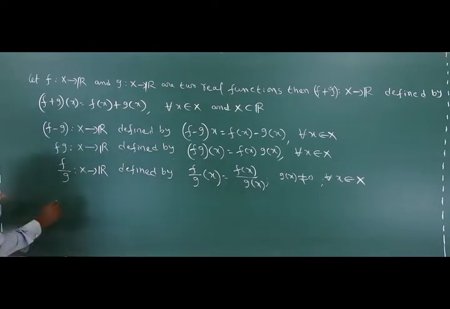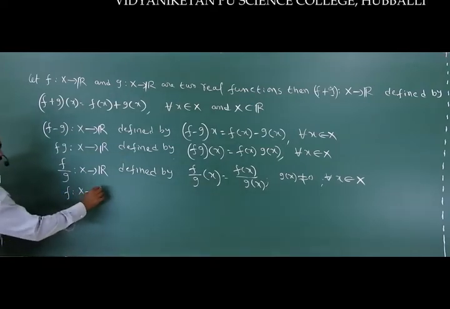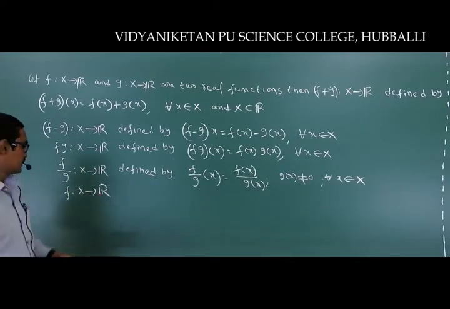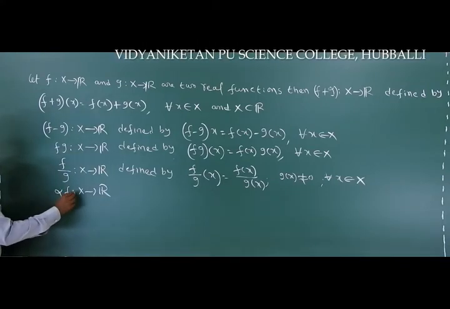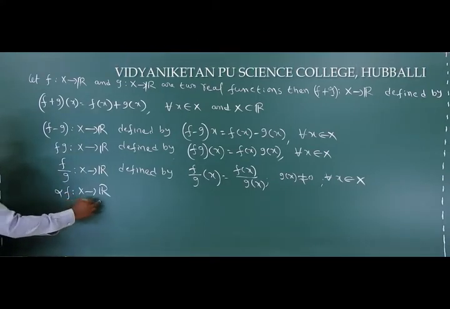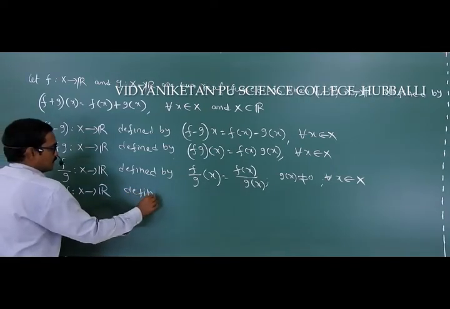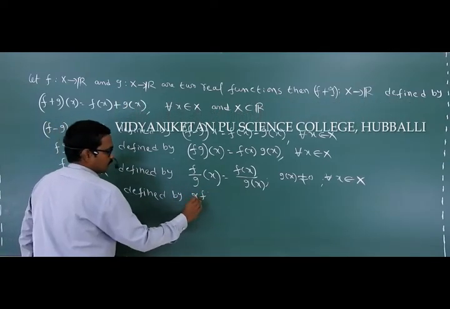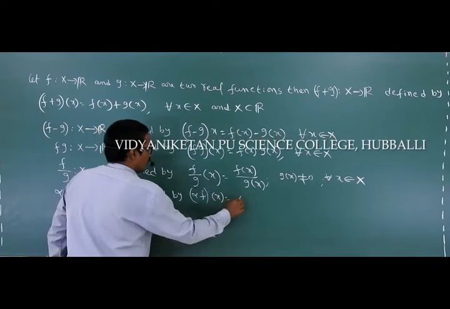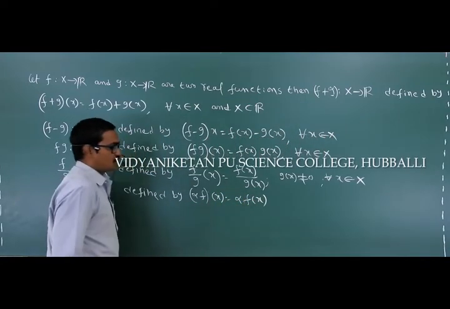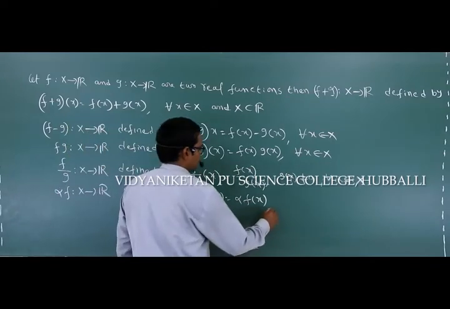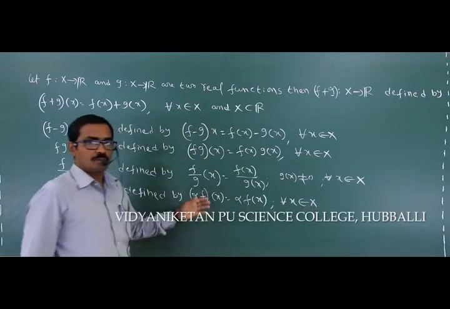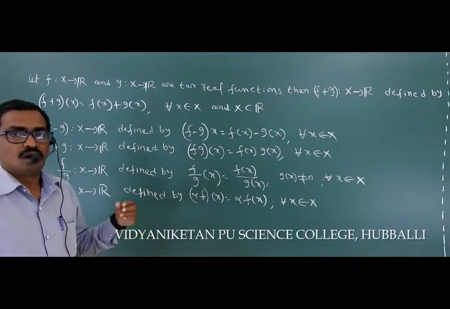For example, f is a mapping from X to R, a real function, and alpha is any scalar. Then the resulting function alpha f is also a real function mapping from X to R, defined by alpha f of x is equal to alpha into f of x, for all x belonging to capital X. This is called the algebra of real functions.